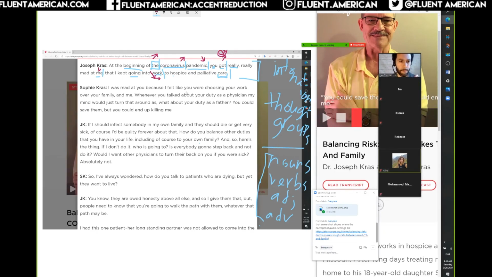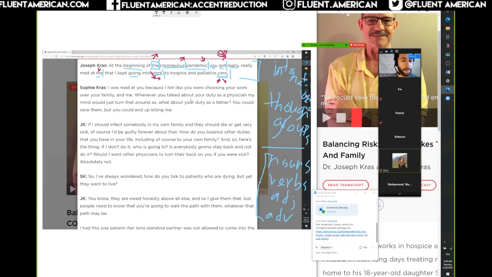And I think this one's actually really interesting because for me, I'm hearing two. I think it starts with a rise, care, and it ends with a fall. Care. To hospice and palliative care.